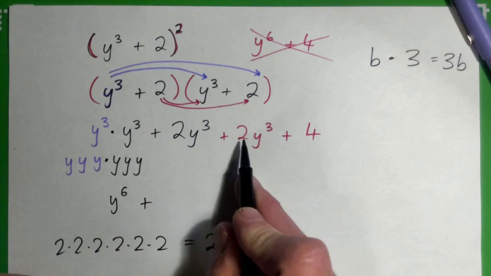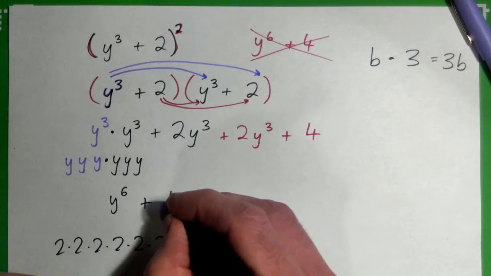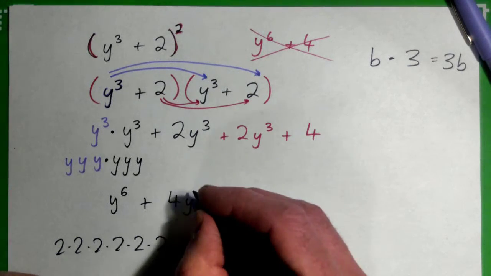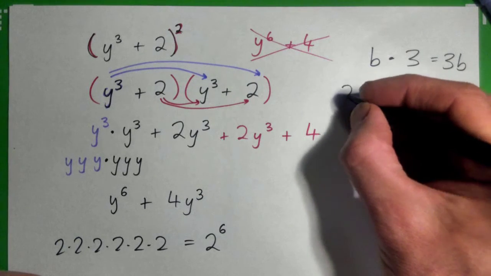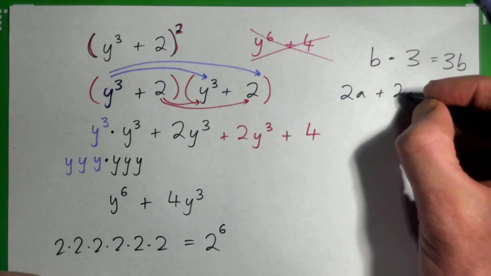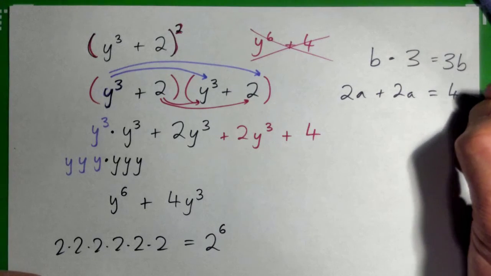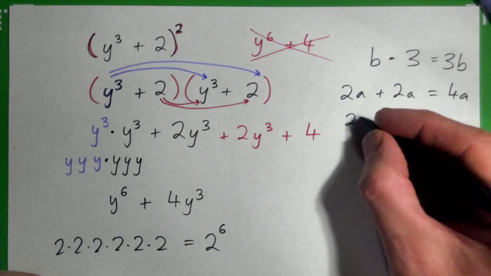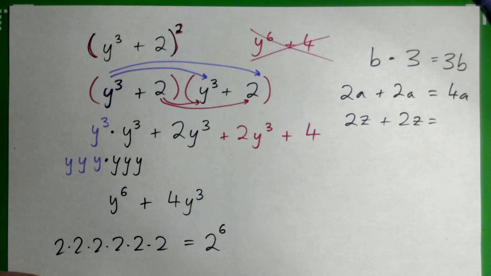2y cubed plus 2y cubed. What does that make? It's 4y cubed. It's just like if I said I have 2 apples plus 2 apples. What's that? 4 apples. Good. I have 2 zebras plus 2 zebras. What's that? 4 zebras. 4 zebras, as they say in America. We say zebras.